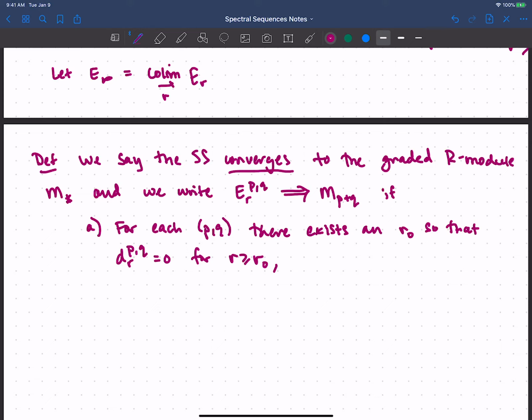So, okay, that's not a statement about the image, but that does tell us that, I guess, let me even write that. So this is going to tell us that E_r^{p,q} surjects onto E_{r+1}^{p,q}.